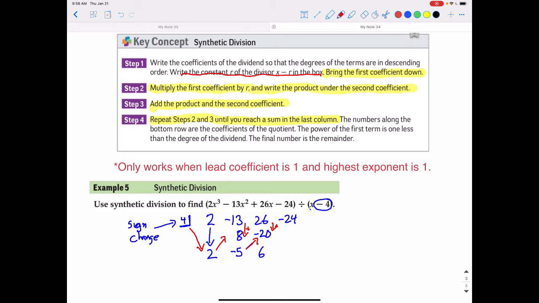And then we'll do it one more time. We'll take the 4 that's in the box times 6, which is 24. And then we add negative 24 to the positive 24 we just wrote, and that will give us 0. So we get this bunch of numbers in rows and columns. So what in the world does that actually mean?